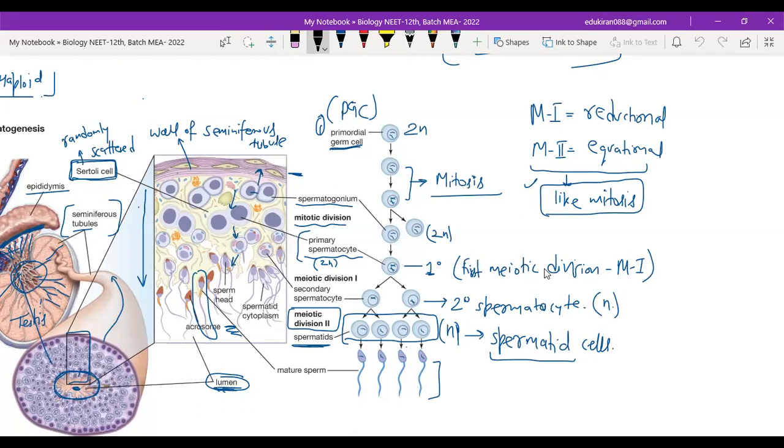Class 10th or 11th? 11th. Cell cycle chapter. Yeah.